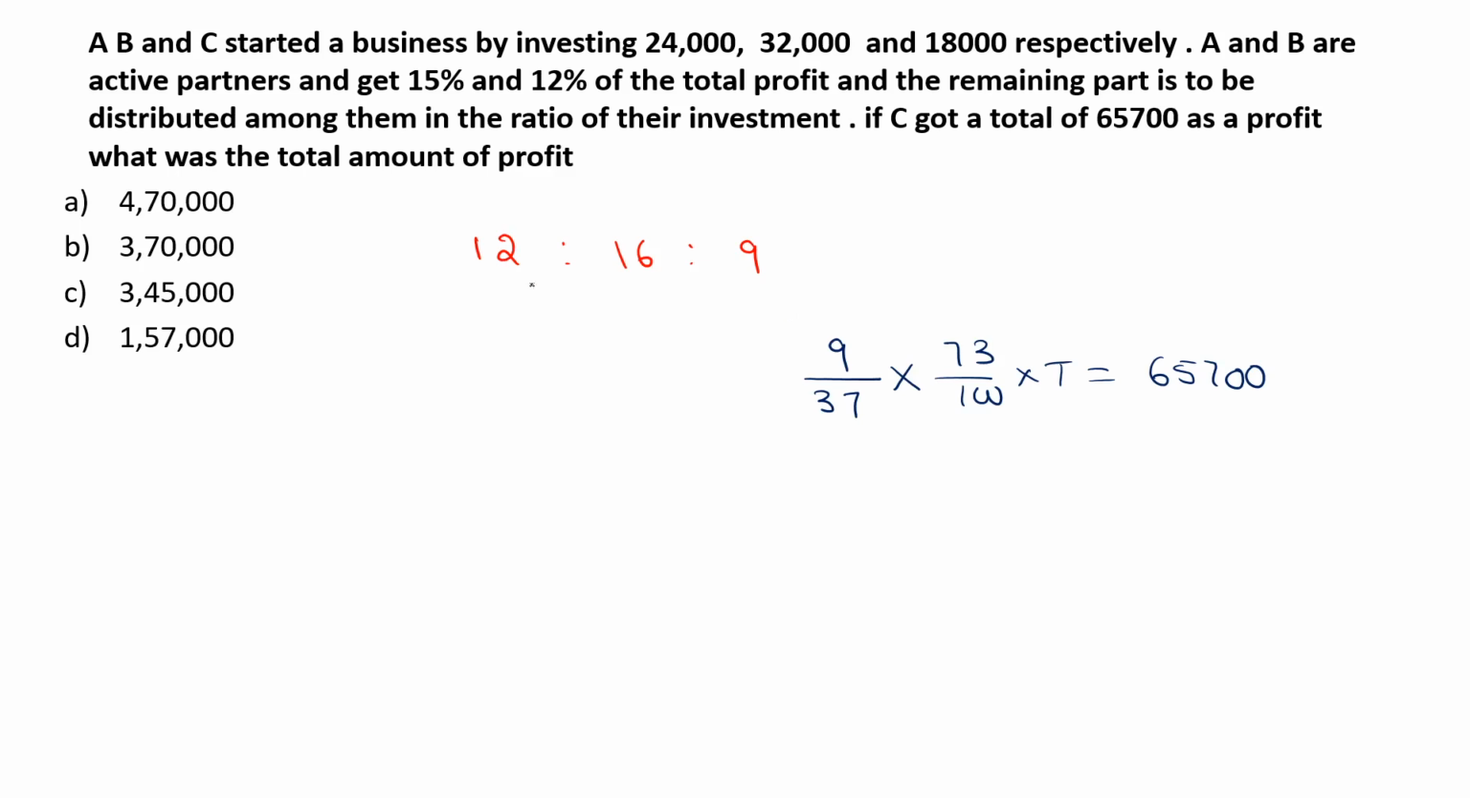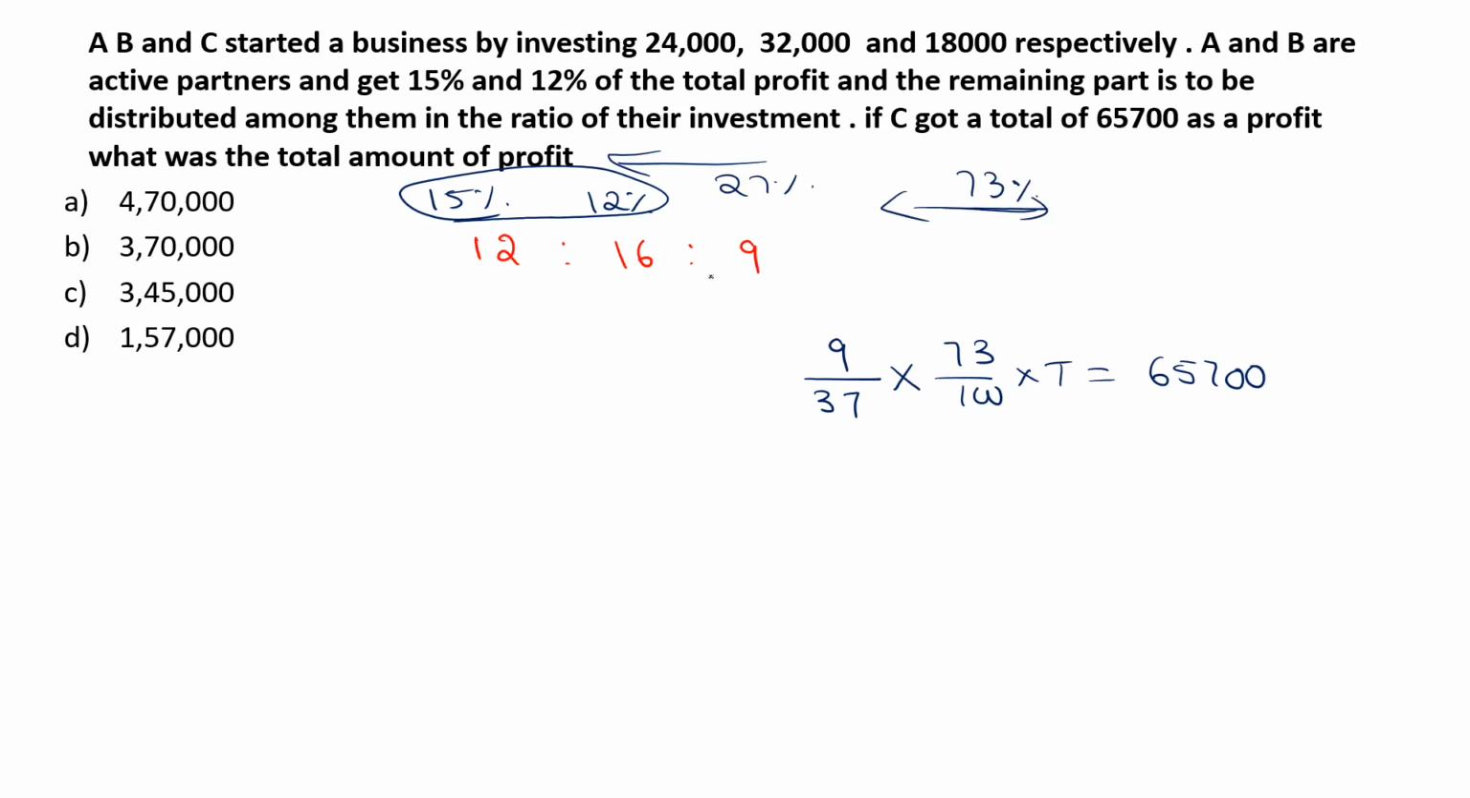The shares, the ratio of investments of A, B, C are in the ratio of 12:6:9. A is getting 15% as commission, B is getting 12% as commission for managing the business, and the rest is divided among them. When 15 plus 12, 27% of the total profit is taken as salaries, then the rest of the 73% should be divided among them according to their ratios.